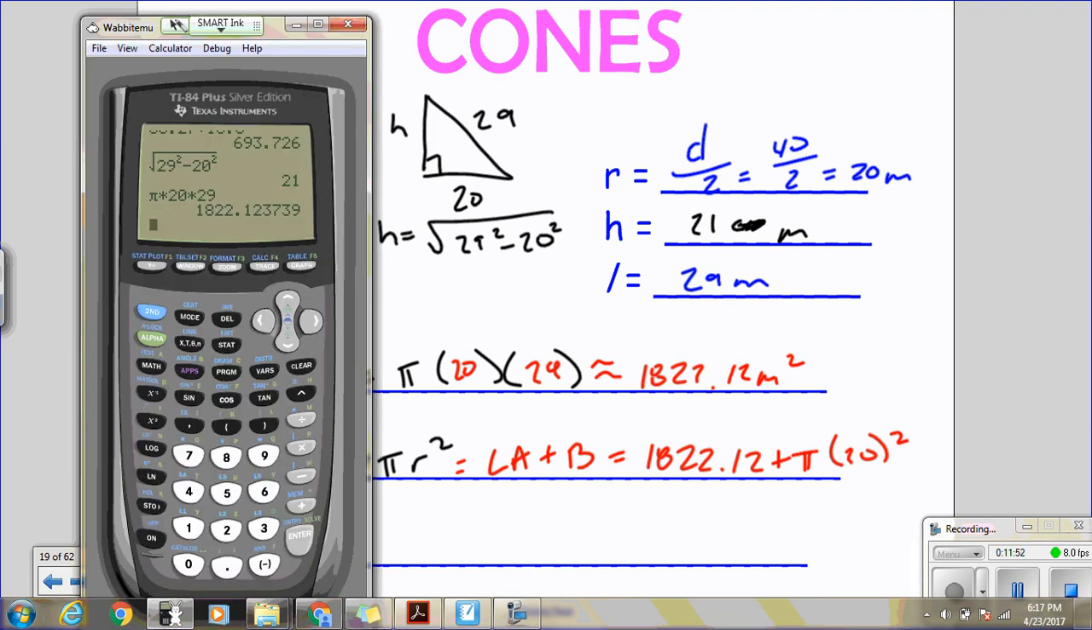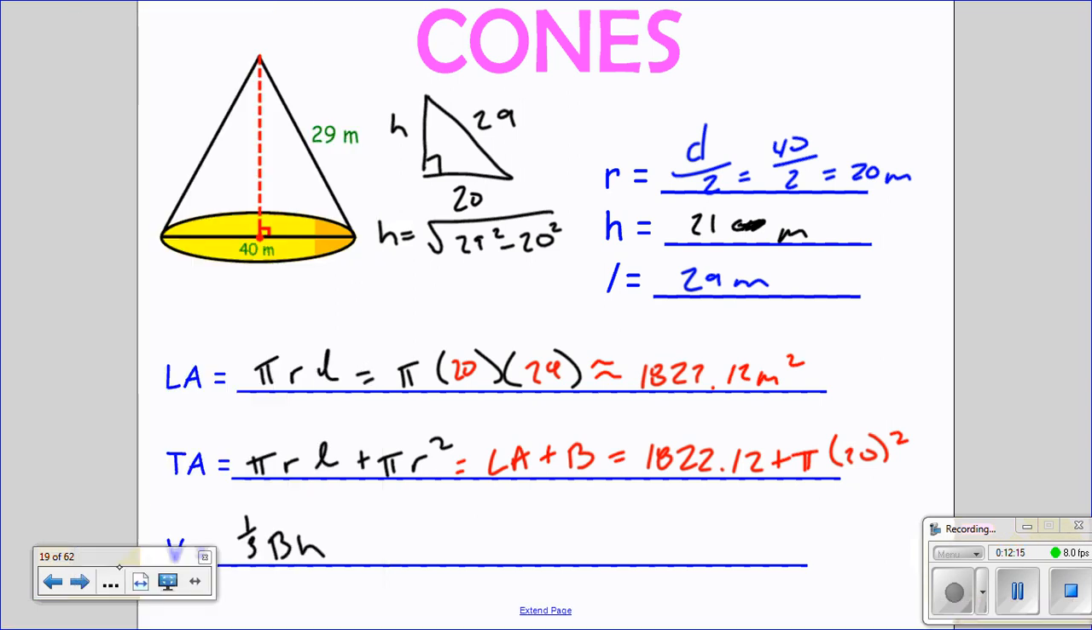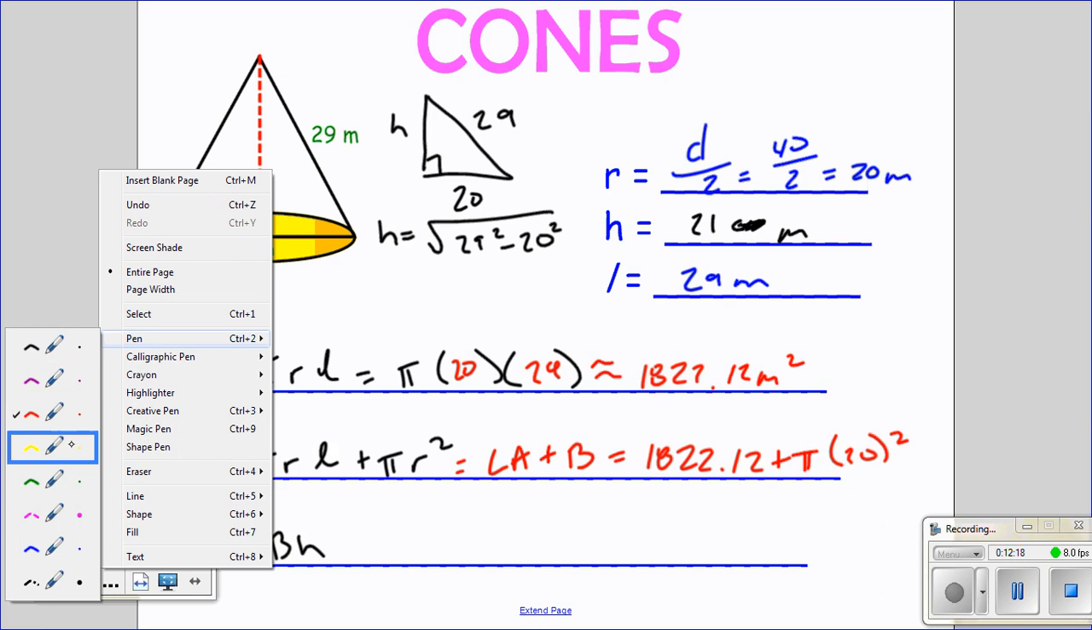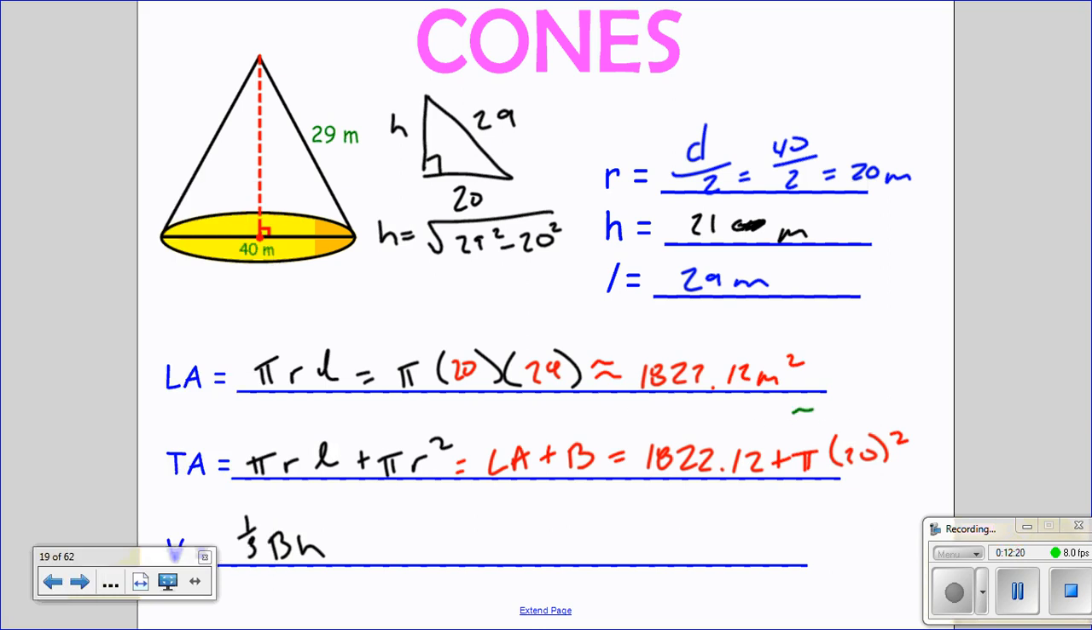So we'll take this answer plus pi times 20 squared. And you get 3078.76 meters squared. And now for our volume, we need 1/3 times B times H.